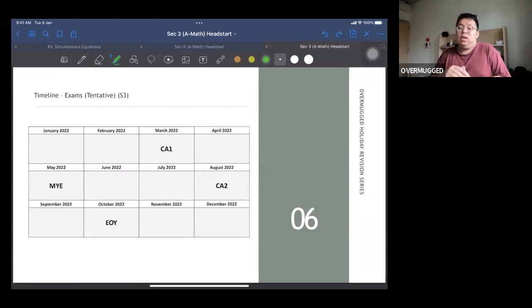Usually by CA1 or your first semestral test, you will have covered, I think, up to at least Surds. Okay, so at least the third chapter. Then by mid-years, maybe until binomial theorem. Then your CA2 either will touch Trigo already, and then your end of years will have the circles there.